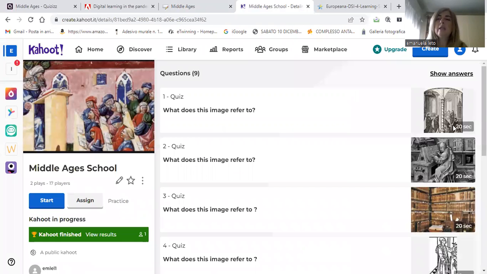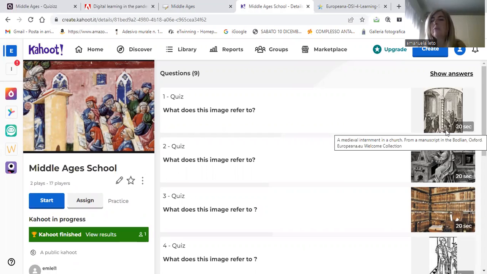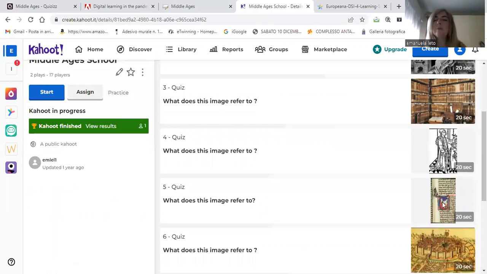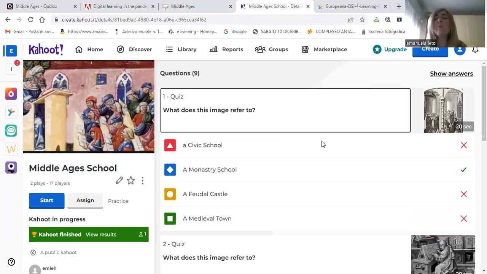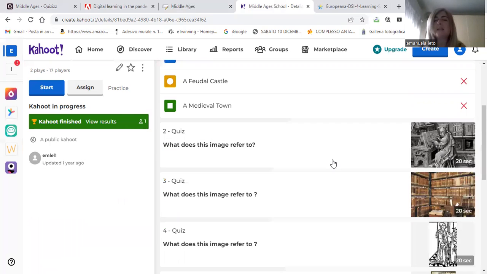This one, in which I used some images taken from the Europeana collection. For example, this medieval entombment of a church from the Bodleian Wellcome collection, or this other, which was another manuscript taken from the National Library of the Netherlands, in which they had to answer the questions about what the image referred to. This was a really powerful tool to impress upon them the main facts, to detach them from the school books, and to study history from real materials such as these manuscripts. And they were a way to evaluate the competencies on the Middle Ages, but also a way to refresh the memories about the things that we were talking about.